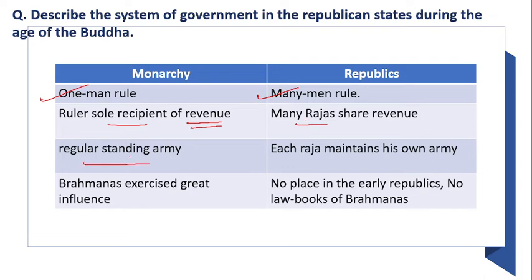A regular standing army used to be there in monarchies, whereas each Raja maintains his own army in republics. Brahmanas exercised great influence in the monarchy form of government, whereas no such influence was observed in republics, and law books of Brahmanas like the Dharmashastras were also not popular in republics. So these are the main differences between monarchy and republics.